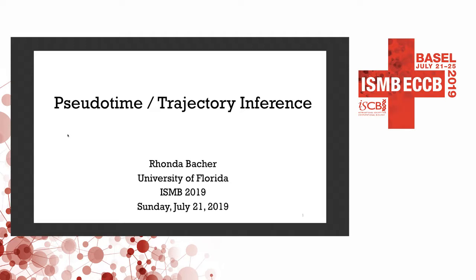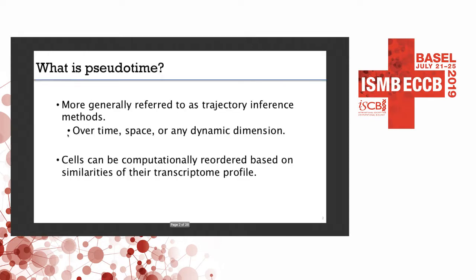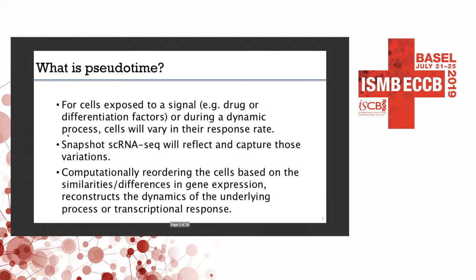So now I'm going to talk a little bit about pseudotime and trajectory inference. So pseudotime, what does this mean? More generally, these are referred to as trajectory inference methods, and this can be over what we think of as time or space or any kind of dynamic dimension. The idea is that cells can be computationally reordered based on the similarities of their transcriptome profile, so based on their gene expression. So what does this mean?